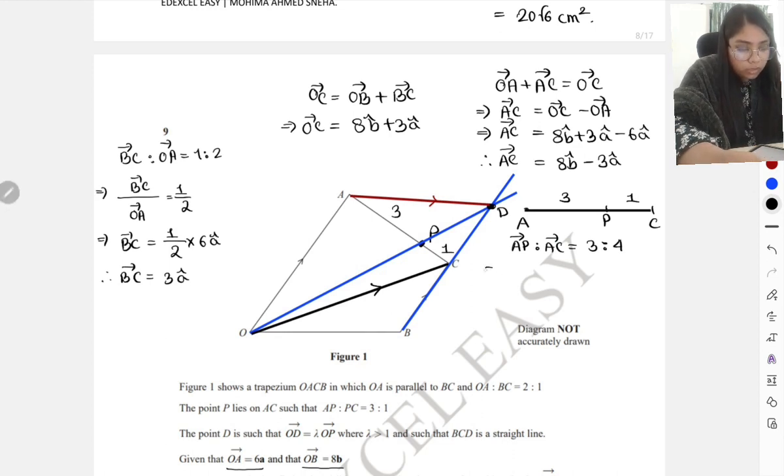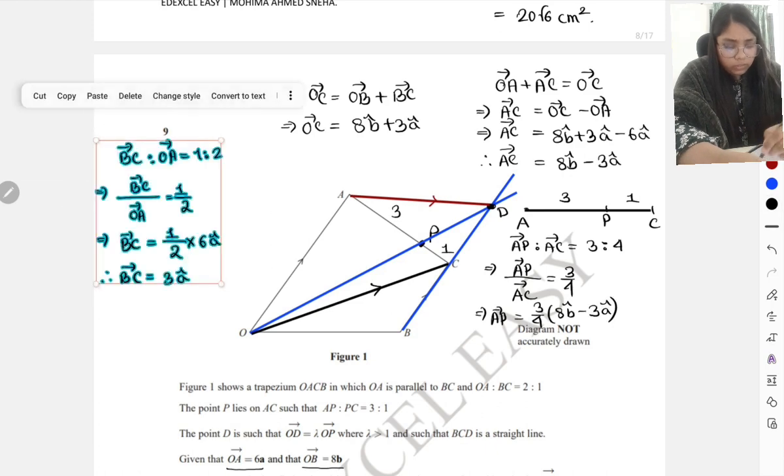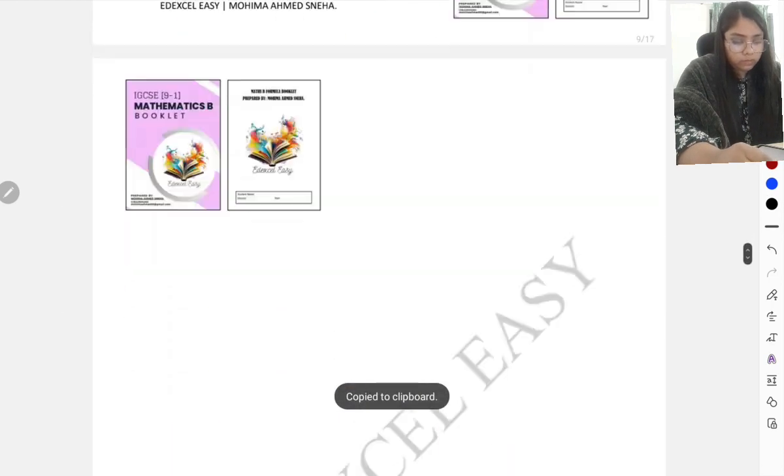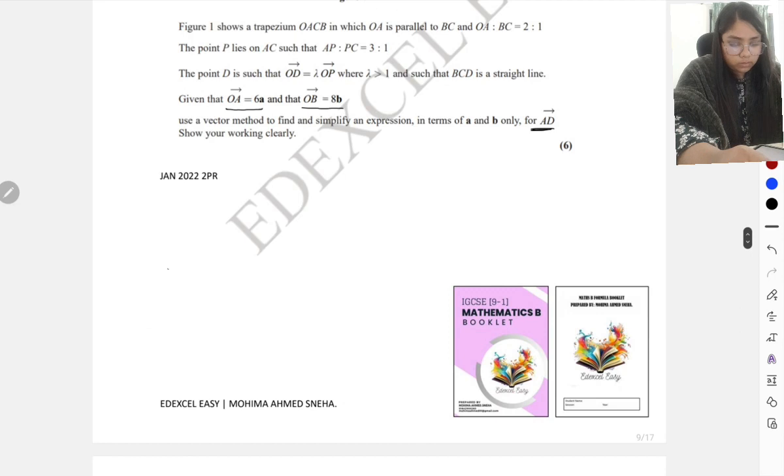So we'll move on. We can write AP divided by AC is equal to 3 by 4, where AC was 8B minus 3A. Finally, you can write AP as 3 by 4 multiplied with 8B minus 3A, which was the length for AP. That's it. I'll just first rearrange all these parts over here in the given space, and then we will start.